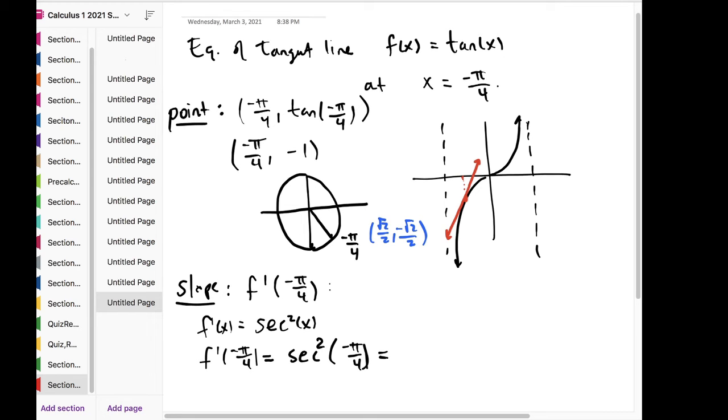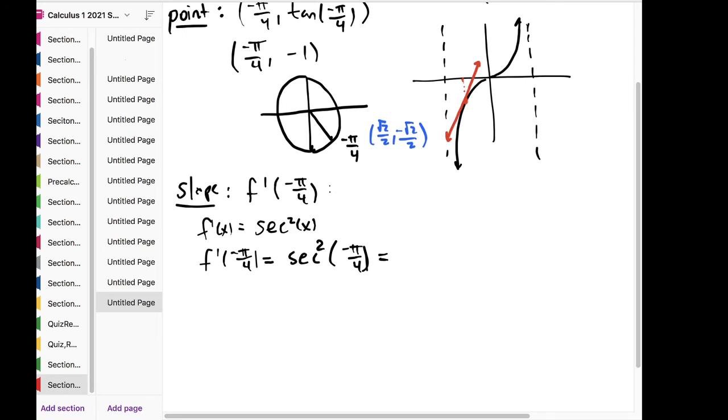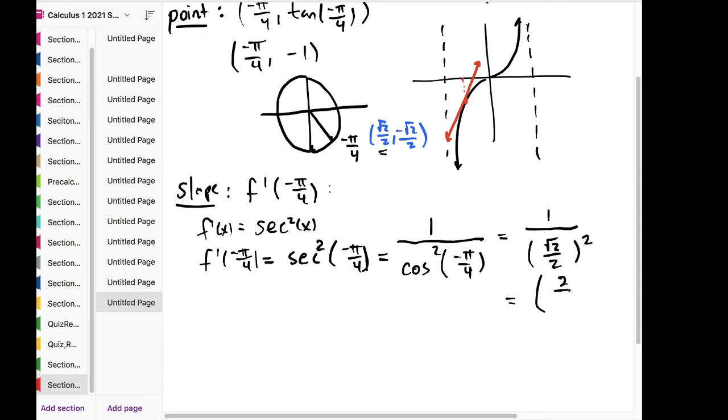You don't have to memorize this because it's all just sine and cosine in the end, right? Which one is secant? It's 1 over what? Yeah, I think it'll be 2, but yes. So it's 1 over cosine squared. And then what's cosine of negative pi over 4? What's this one right here? It's radical 2 over 2. You square that, and you get 1 over 2 over 4, which yes is 2.